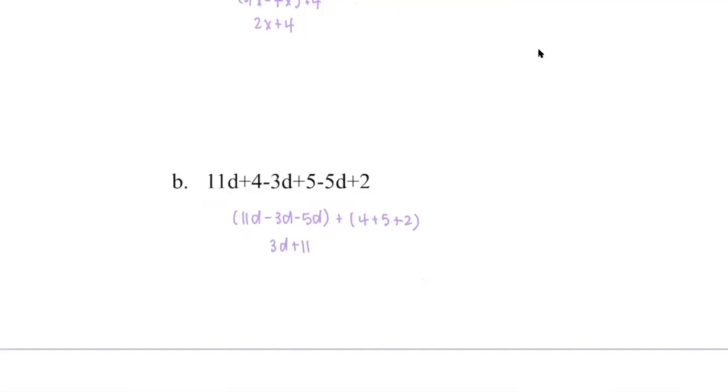Okay, right here, 11d plus 4 minus 3d plus 5 minus 5d plus 2. Put like terms in parentheses, so I put the d's in this parentheses and put the regular numbers here. 11 minus 3 minus 5, you get 3d. 4 plus 5 plus 2 is 11. And so your simplest form is 3d plus 11.